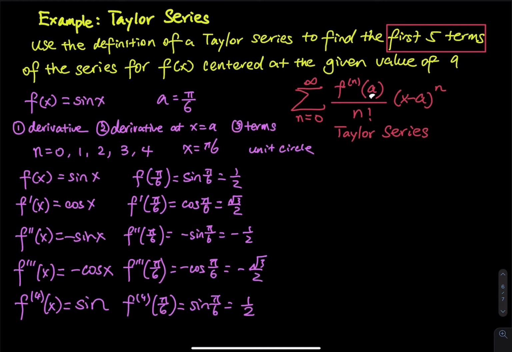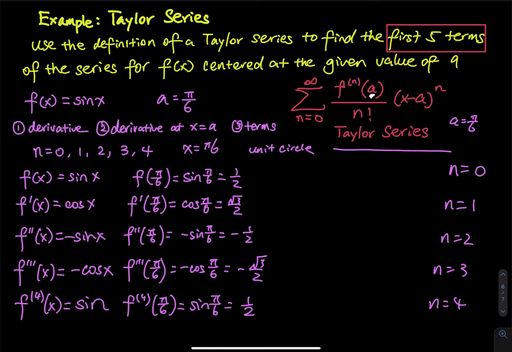So what do you have to bring together? That is the Taylor series. In this Taylor series, we have to let a equal pi over 6. When n is equal to 0, n equals 1, n equals 2, n equals 3, and n equals 4, I want you to write the terms of the Taylor polynomial.